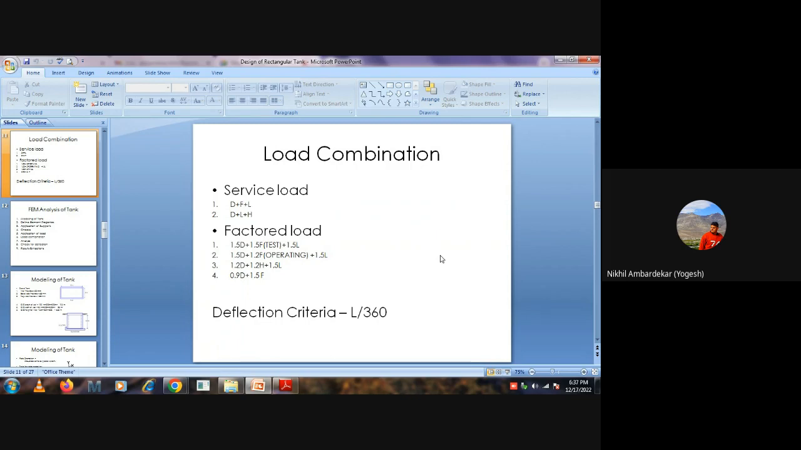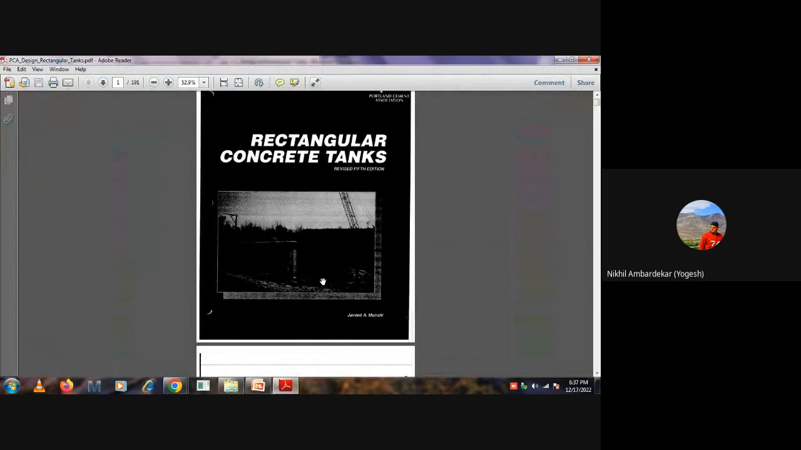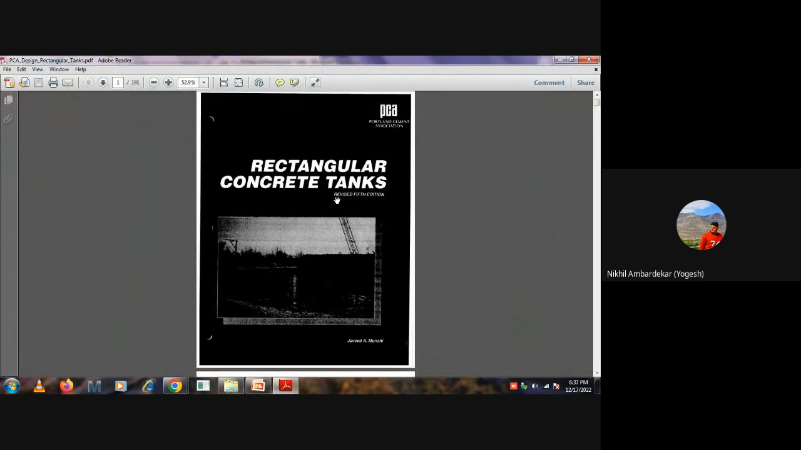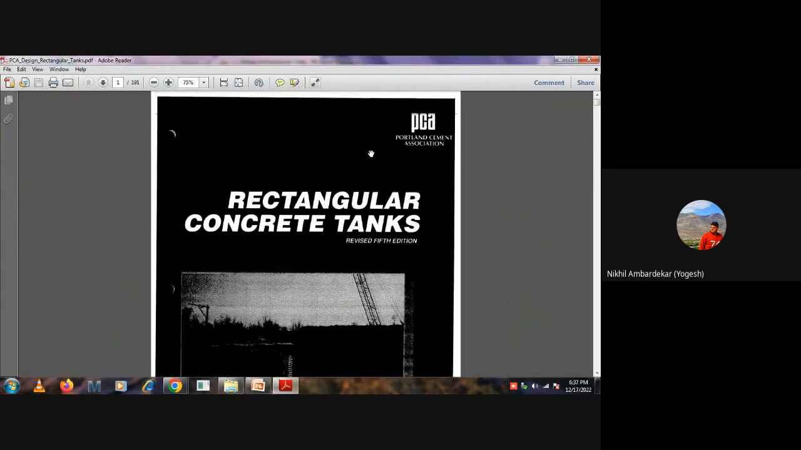If you go directly into the software, it might be difficult if you are a beginner. If you are an expert, then okay, don't waste your time, go directly into software. But apart from that, there is one more easy manual method that can be used: the PCA tables. I mentioned it last time also. You can see I have opened this PDF of the PCA tables, the Portland Cement Association's tables, and this is for the rectangular tank.